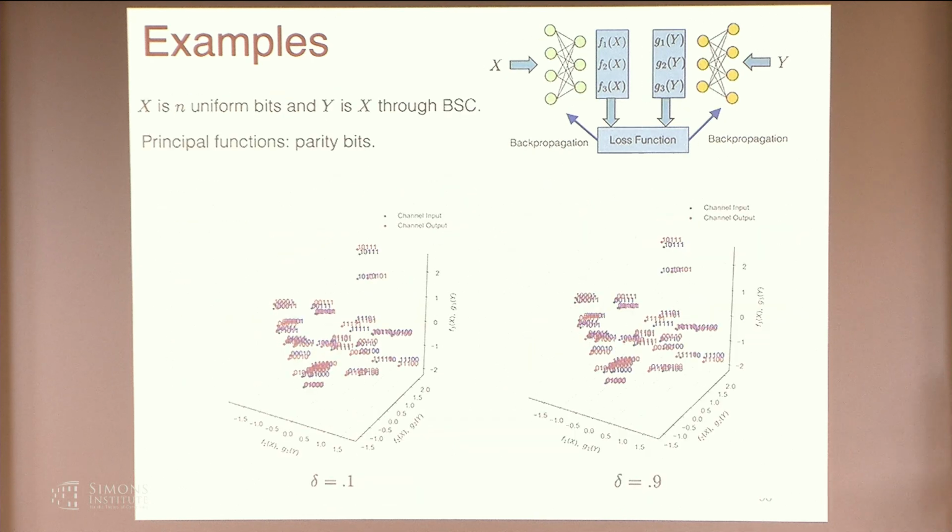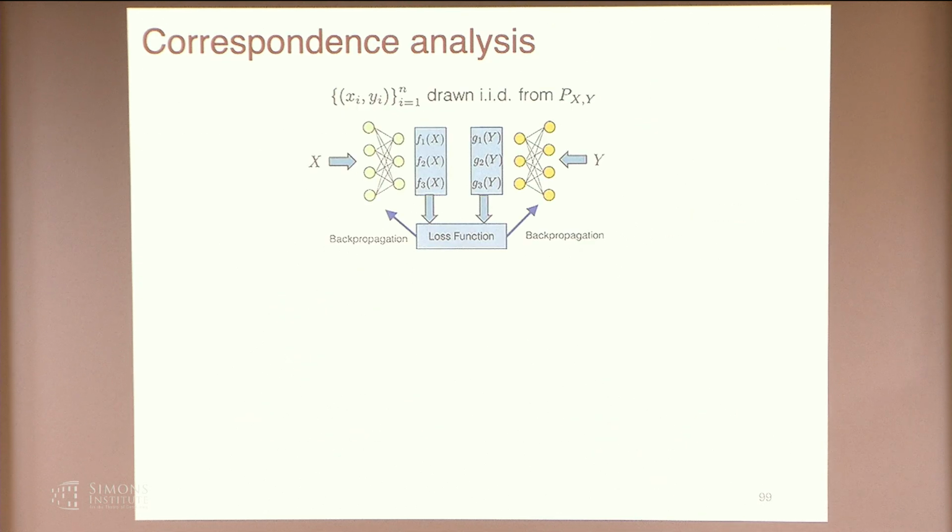So when x and y are binary, or bits, we looked at the binary symmetric channel case earlier. I mentioned that the principal functions are the parity bits, and you can also see that in this case you approximately recover the parity bits here. And it's interesting because you can feed x and y through a binary symmetric channel with crossover probability 0.1, and it finds these associations. You can change the bit and it finds associations as well. And the cool thing is that now you can use this statistical technique called correspondence analysis at a scale that I think hadn't been done before.